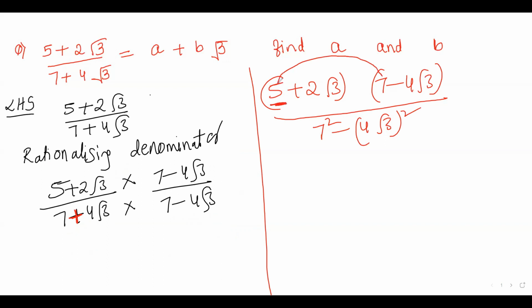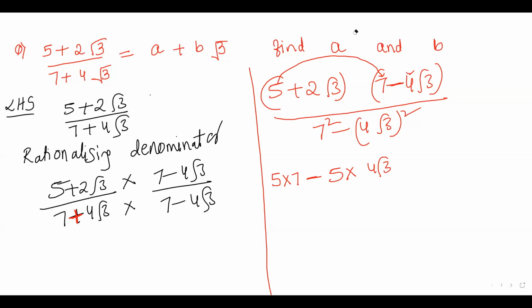5 sevens are 5 into 7. 5 into minus 4 root 3. Here you are having plus. Plus into minus is minus 5 into 4 root 3. So I have multiplied with 5.